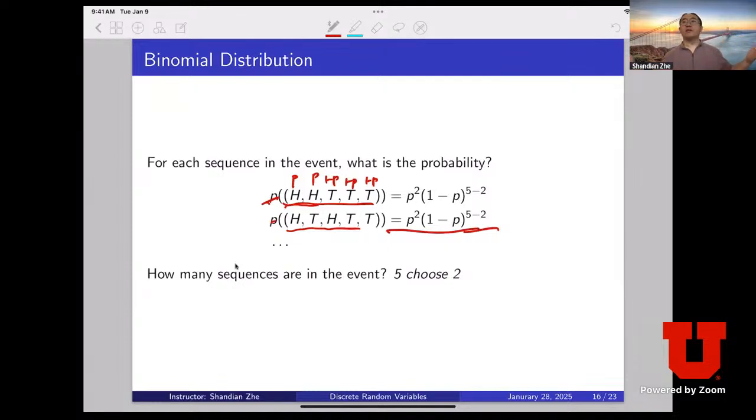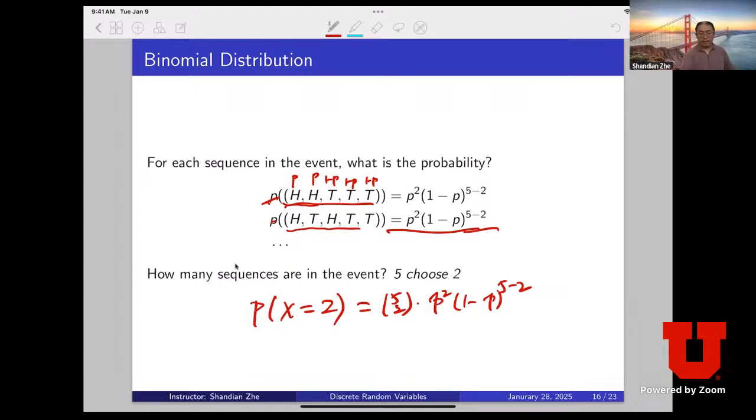Everybody knows this concept, right? 5 choose 2 means that from 5 items, I pick 2. How many possible ways can I pick 2 items? It's 5 choose 2, and it's just 10. Then that means my probability of X equals 2 is just 5 choose 2 times p to the power of 2 times (1 minus p) to the power of 5 minus 2, right? So any questions so far? Hope everyone is super comfortable at this point.